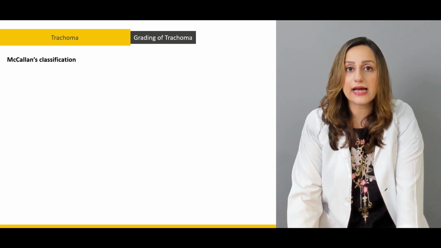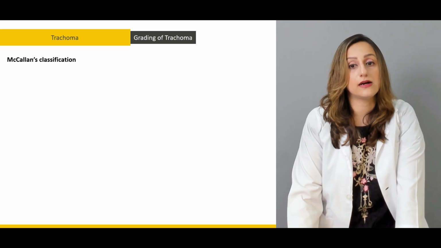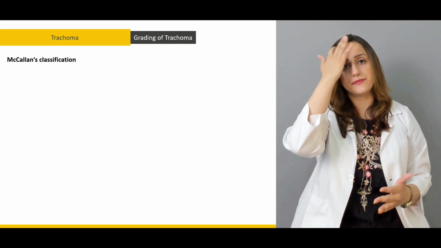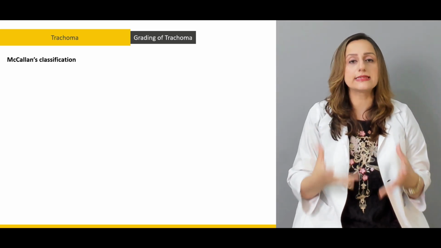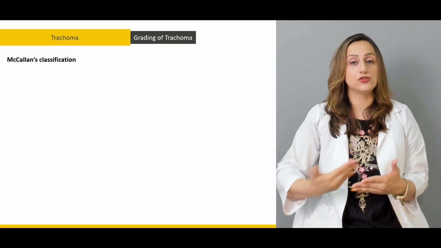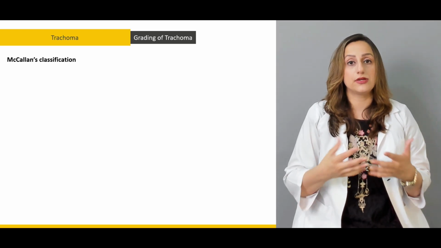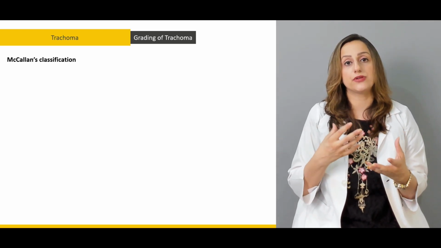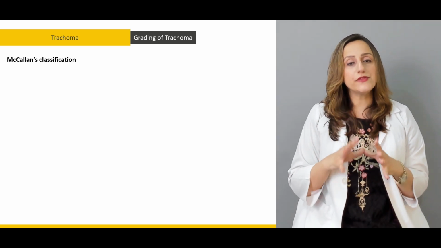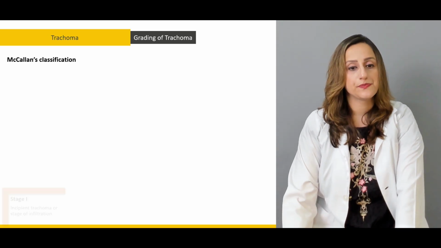We have MacCallan's classification. That is one way of clinically grading trachoma just upon the features that are developing in the eyes of the individual. Obviously, the signs and symptoms would remain the same. We'd be looking at the conjunctiva, and we'd be looking at the corneal features, either the HB bodies, or the Herbert's pits, or the pannus formation. All of these can be one way to grade trachoma in these individuals.